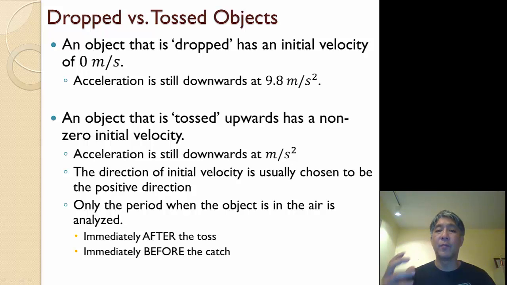Frequently, the best choice for positive direction is the direction of your initial velocity. So if I throw an object upwards, then up would be the positive, my initial velocity would be positive, and acceleration would be negative. And I'm only interested in the period when the object is in the air. I don't care about what happens while I am tossing it, not important. After I catch it, not important. Only when it's in the air.